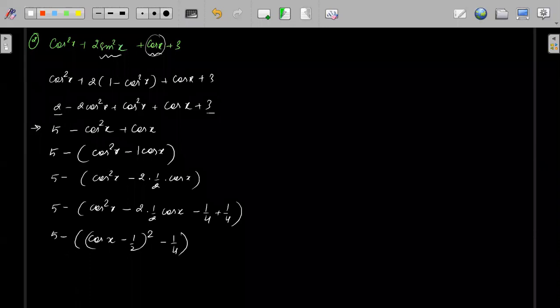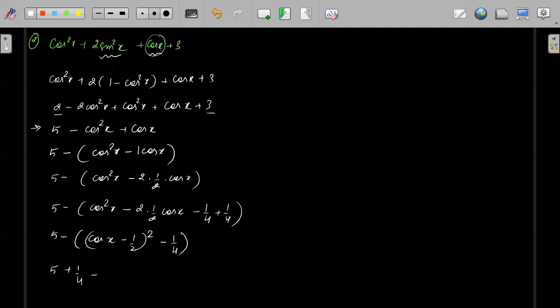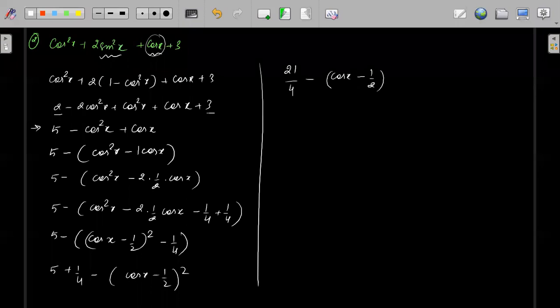So if I take this common, this will become 5 plus 1 by 4 minus cos x minus 1 by 2 whole square. So 5 into 4 is 20, 21. This whole thing will become 21 by 4 minus cos x minus 1 by 2 whole square, right? Now this whole thing gets converted into a perfect square. Which is my perfect square? My perfect square is in the cos term. This is my perfect square.